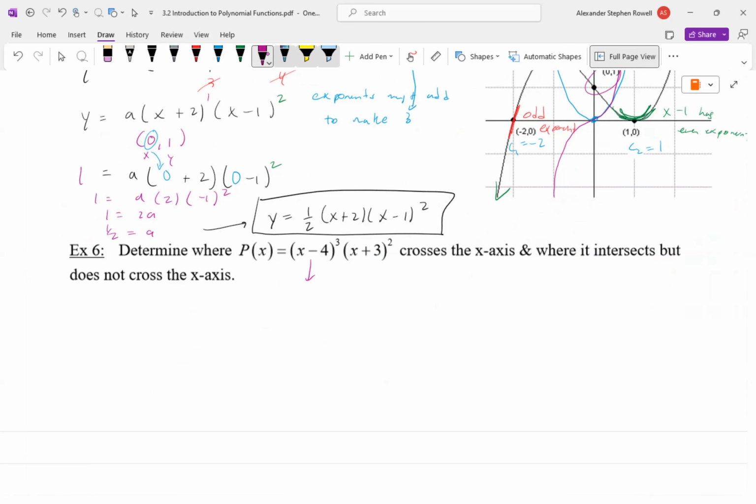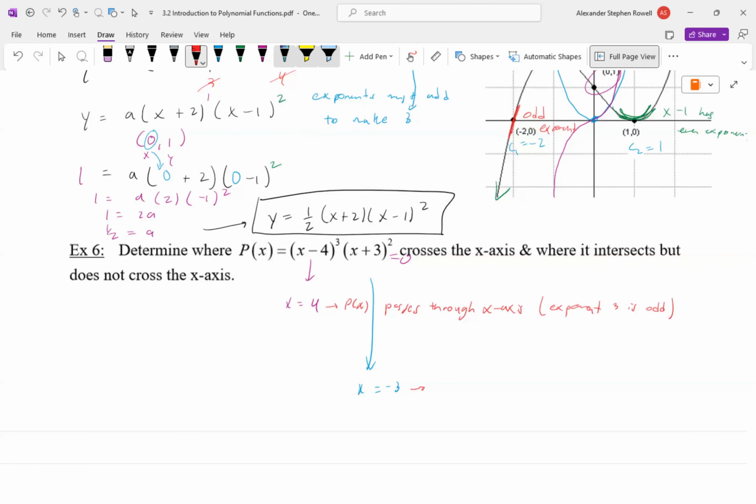Example 6. If I set this equal to 0, x equals 4 would be a 0. And yes, very good, x equals -3. For x equals 4, does my graph pass through at the 0, or does it touch and turn around? Yes, P of x passes through the x-axis because exponent 3 is odd.